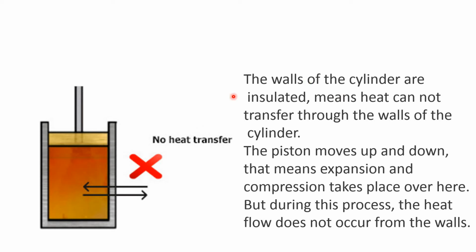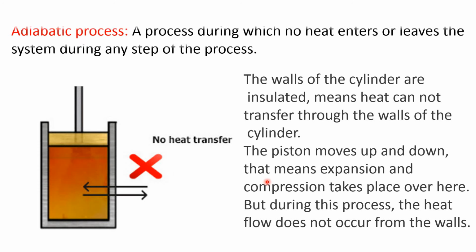So here, just now what I told, the walls are insulated, the piston can move up and down and no heat can enter or leave the system, and this is an adiabatic process. And what is an adiabatic process? In an adiabatic process, no heat can enter the system or leave from the system. That means Q is equal to 0. There is no heat exchange.